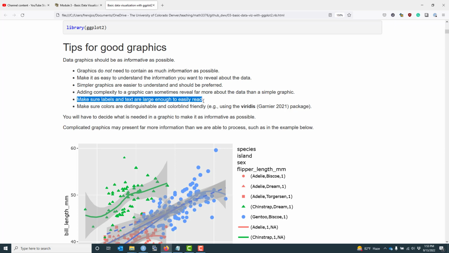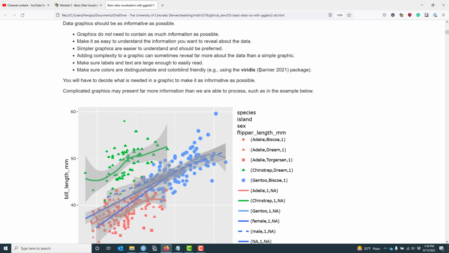It's quite common to see graphics that are great except for the fact that labels and legend information are very difficult to read. It's also important to make sure that your colors are distinguishable and colorblind friendly. For example, using the Viridis package that's available in R. Ultimately, you have to decide what is needed in your graphic to make the information as easy to understand as possible. To help understand what a good graphic might look like, I've introduced a bad graphic below.